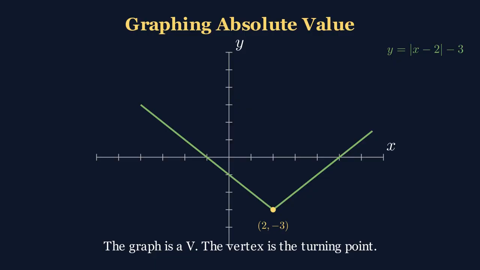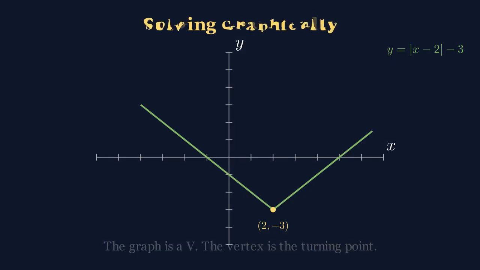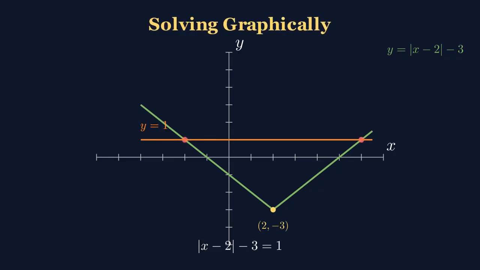We can also solve absolute value equations graphically. To solve absolute value of x minus 2, minus 3 equals 1, draw the horizontal line y equals 1 and look for the intersection points. The graph meets that line at x equals negative 2 and x equals 4.